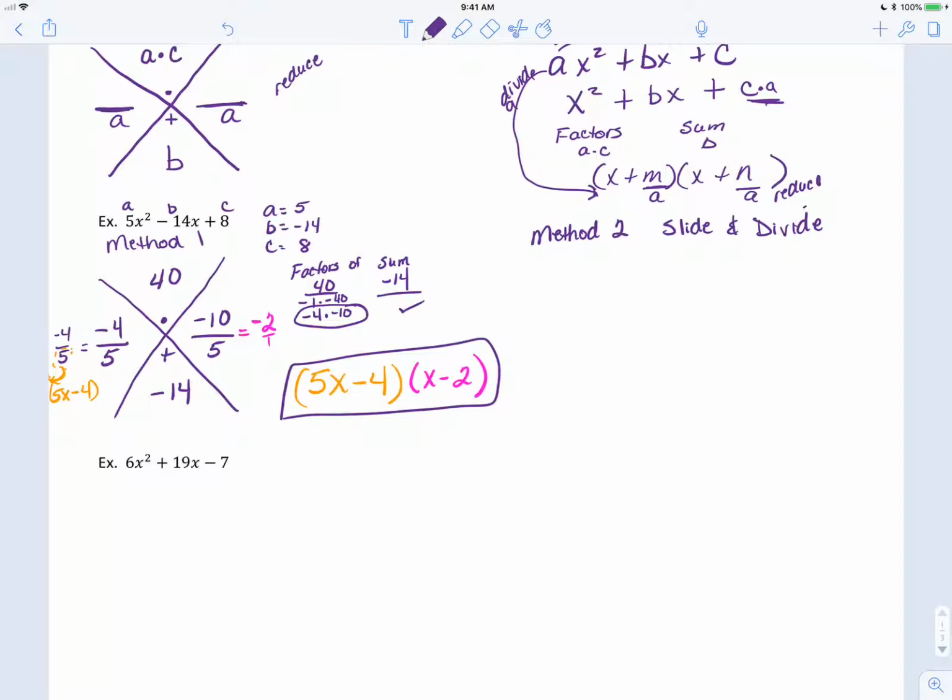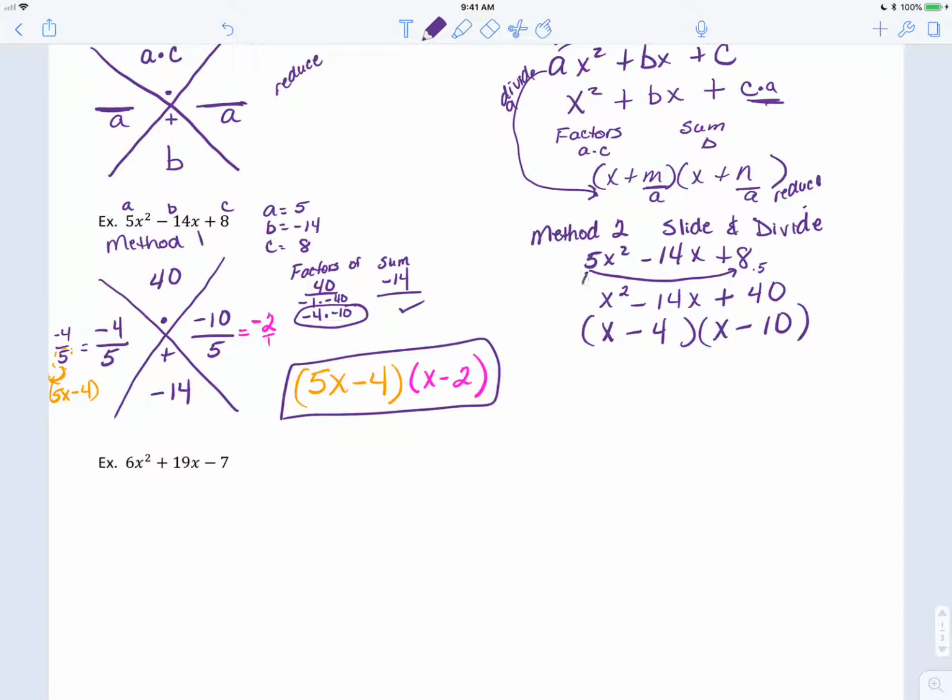All right, so we are given 5x squared minus 14x plus 8. So we're going to slide our 5 down to the other side, giving us x squared minus 14x plus the 8 times the 5, which is 40. So just multiply that, moving that 5 down. Now we're just coming up with, what are my factors of 40 that add up to be negative 14? Well, the factors are still the same, x minus 4, x minus 10.